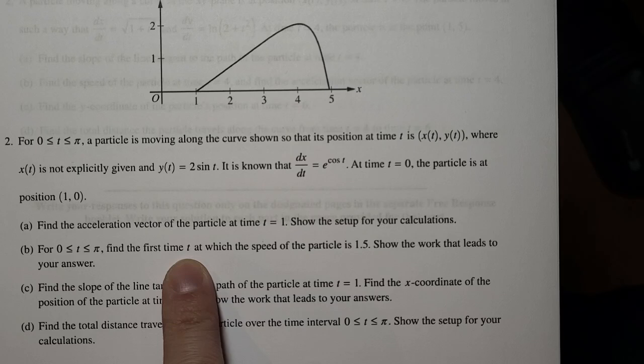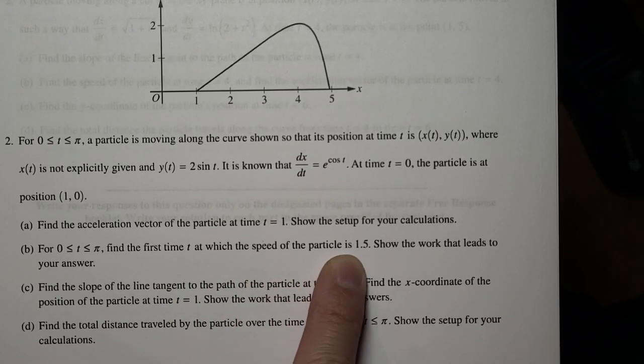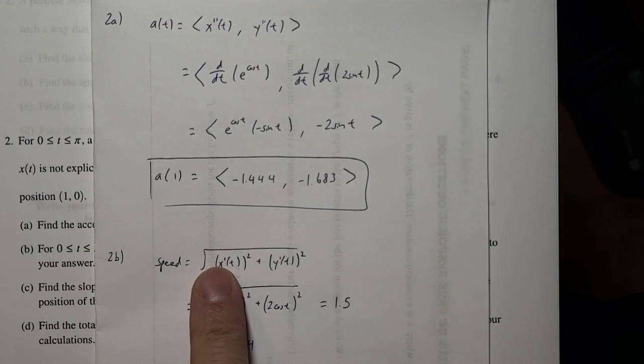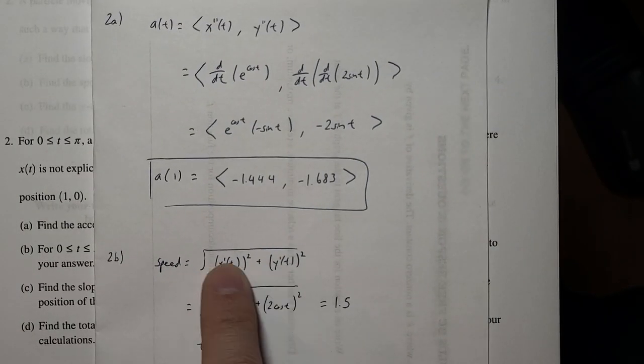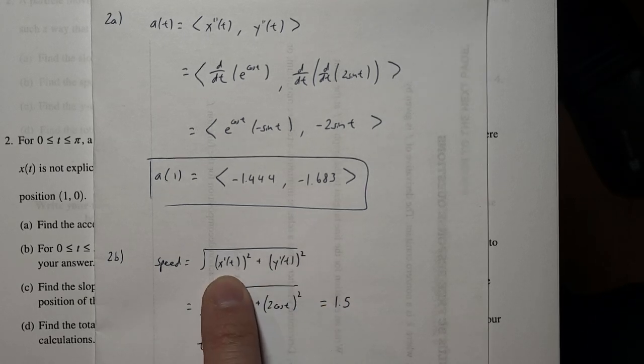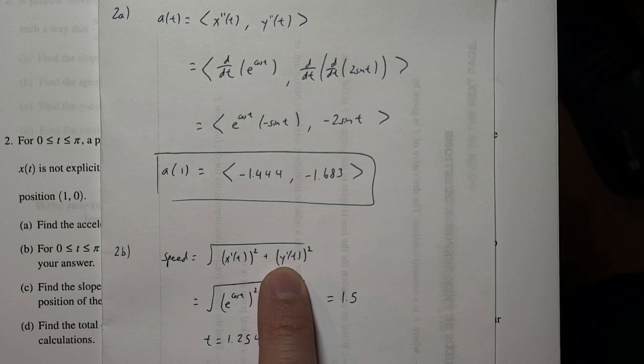This one's asking for the first time t at which the speed of the particle is 1.5. Speed is the magnitude of velocity. So we're interested in when the speed is equal to 1.5. That's what the question said. What's x prime of t? They gave that to us. y prime of t, earlier we said, was 2 cosine t.